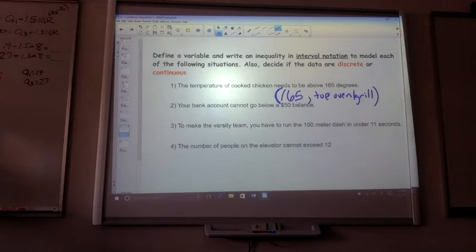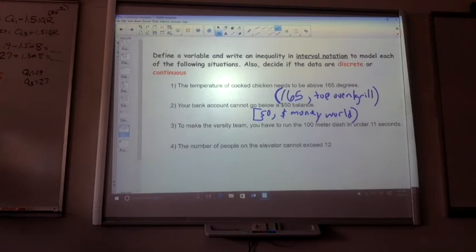So it can't go below it. So you can have a $50 balance, and then it can go up to the total amount of money in the world. Okay? Why is it a rounded bracket? Technically, it's infinity.